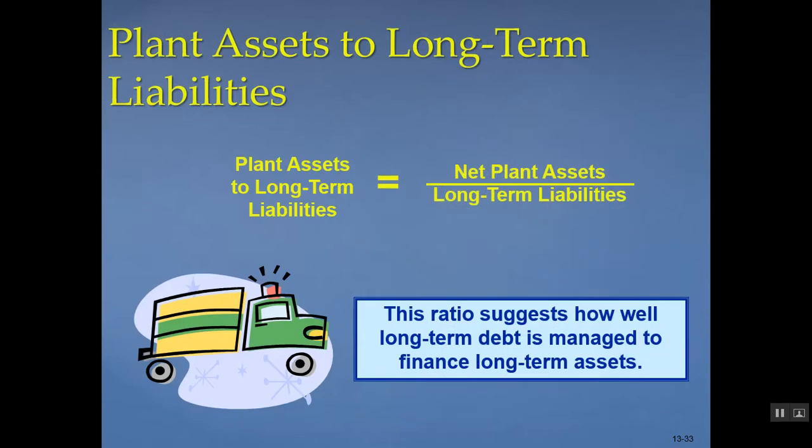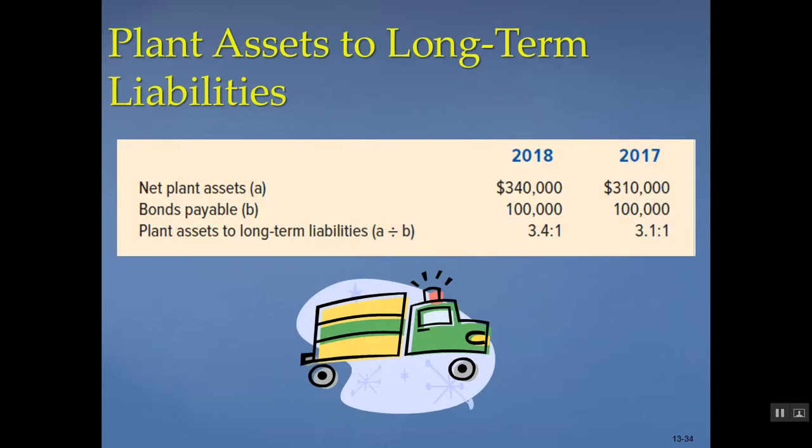Here we're going to look at the plant assets to long-term liabilities. So this is your net plant assets as a percentage of your long-term liabilities. Companies often pledge plant assets as collateral for long-term liabilities. This ratio suggests how well long-term debt is managed to finance its long-term assets. So here we're saying that for every dollar in bonds payable, we have $3.4 in plant assets.